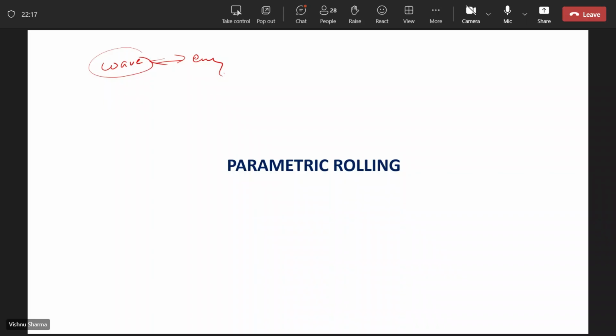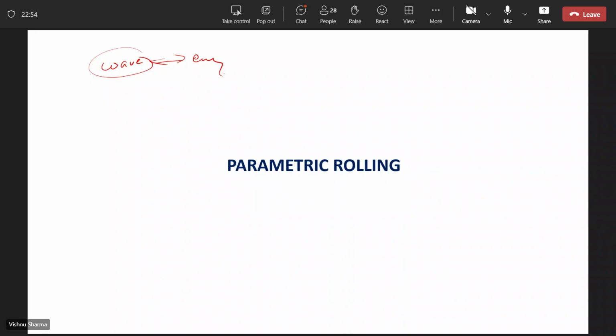Do you remember in the rolling test, one of the methods to induce rolling was what? Rhythmically lifting and lowering the weights away from the center line. Do you remember that? What was it doing? It was not imparting any energy. It was changing the GM of the ship. You are trying to induce rolling by changing the inherent parameters. So, what is parametric rolling?